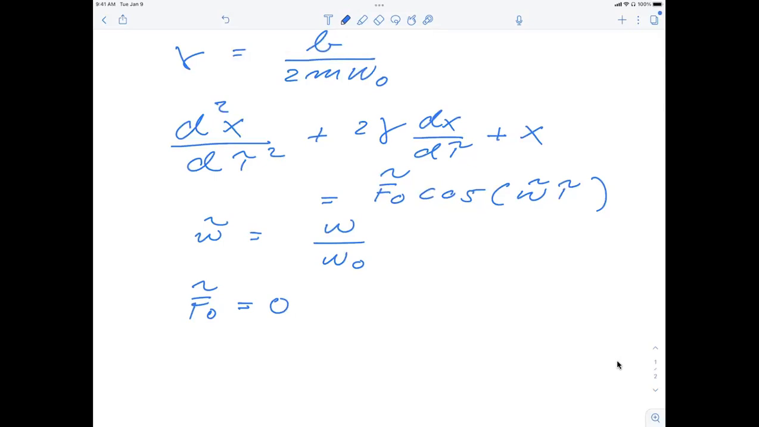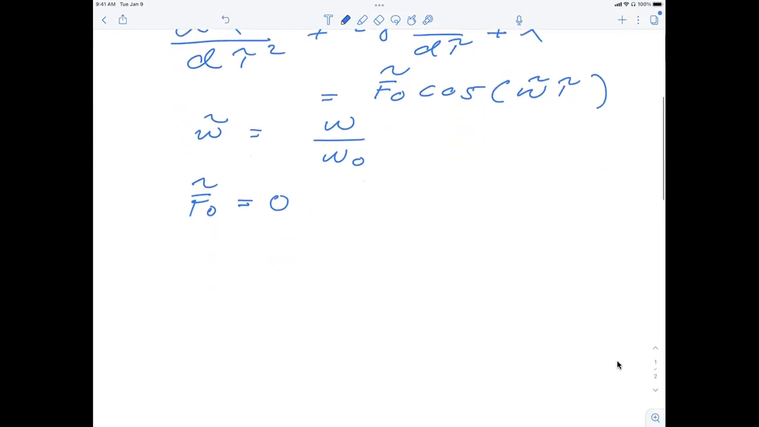So let's look at the solution first, which we got on Monday. On Monday we had what we call the homogeneous equation.